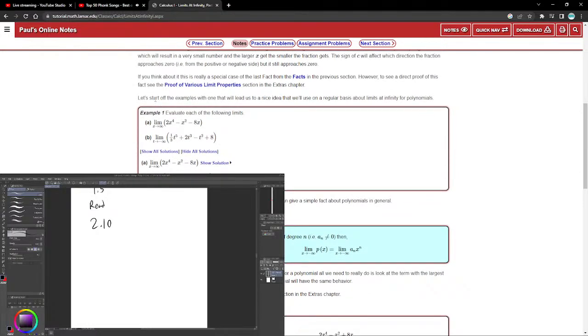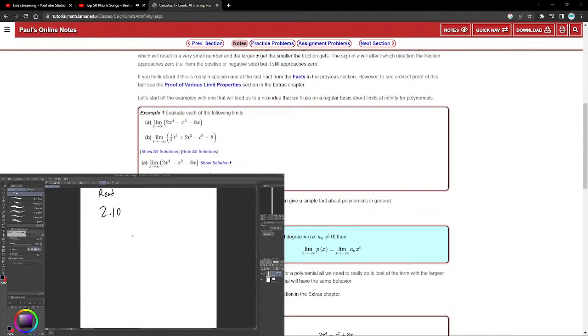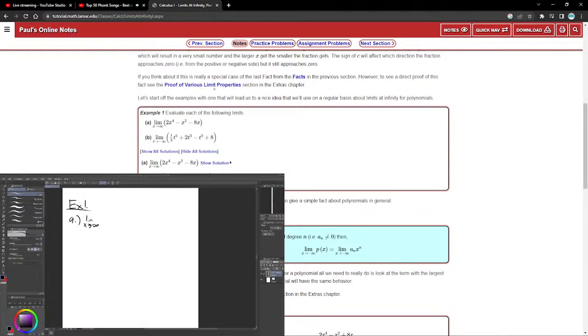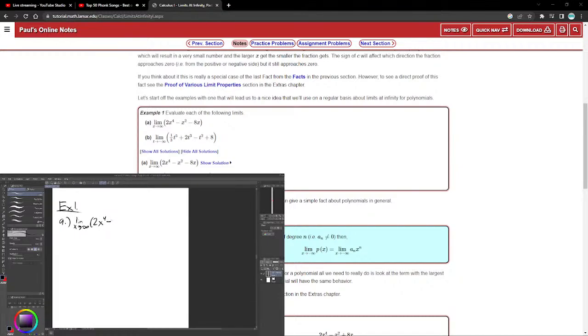Let's start off the examples with one that will lead us to a nice idea that we'll use on a regular basis about limits at infinity for polynomials. Okay, so we got example 1, part A. The limit as x approaches infinity of 2x to the power of 4 minus x squared minus 8x.